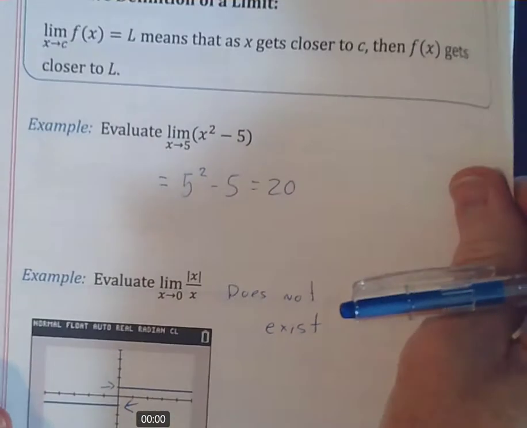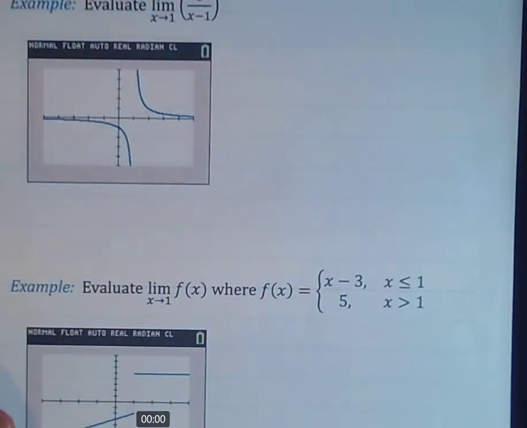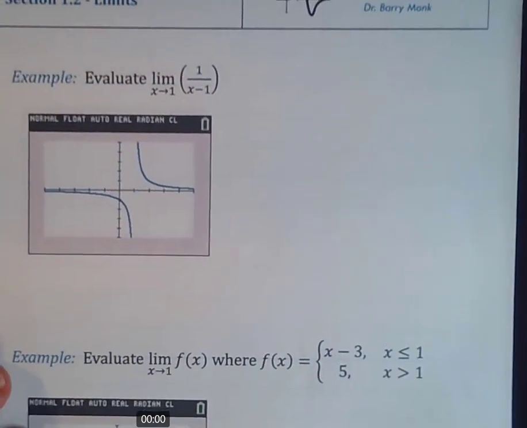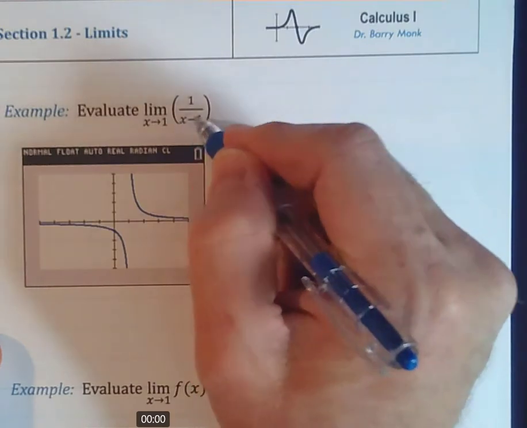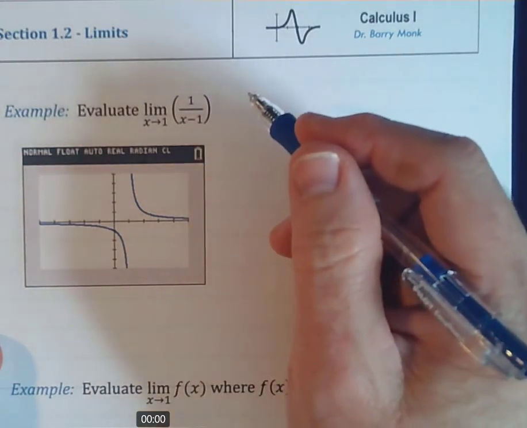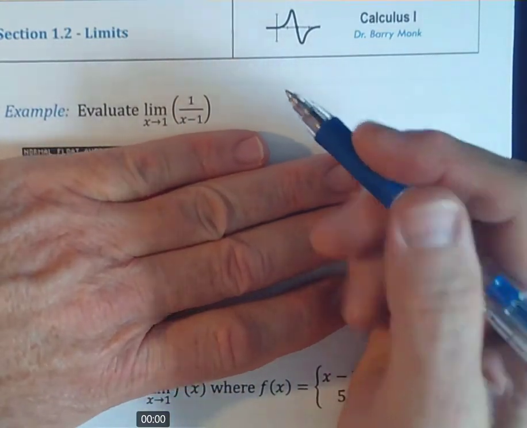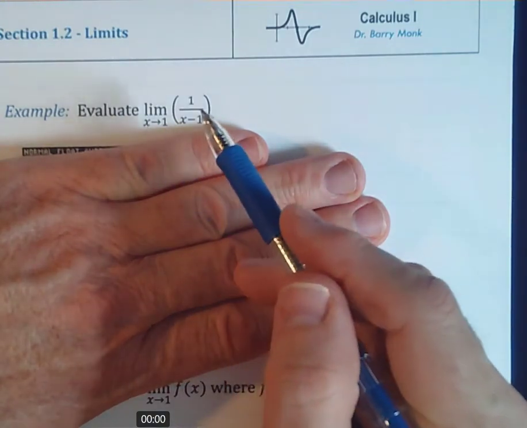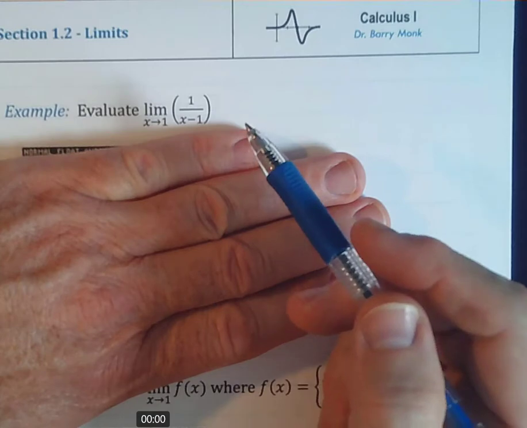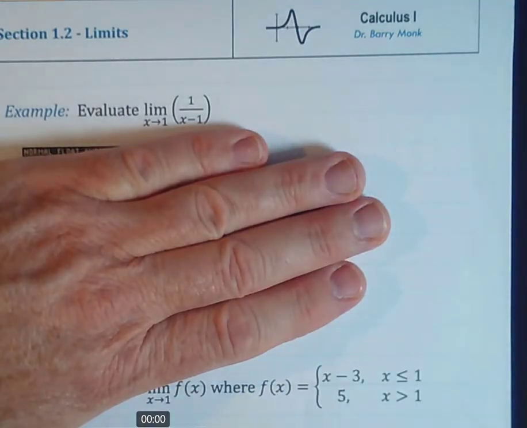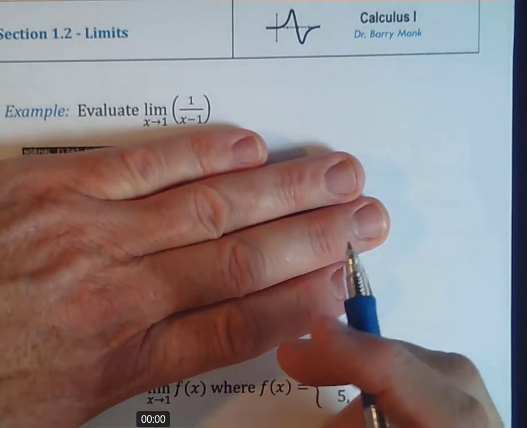So let's look at another example. What about in this case? We have the limit as x approaches 1, and our function is 1 over x minus 1. Again, maybe I'll just forget about the graph for a second. If I just tried to plug 1 into here, I end up with something that's a problem. I end up with a 0 in the denominator, which again is something I always try to avoid, and so I can't really do that.